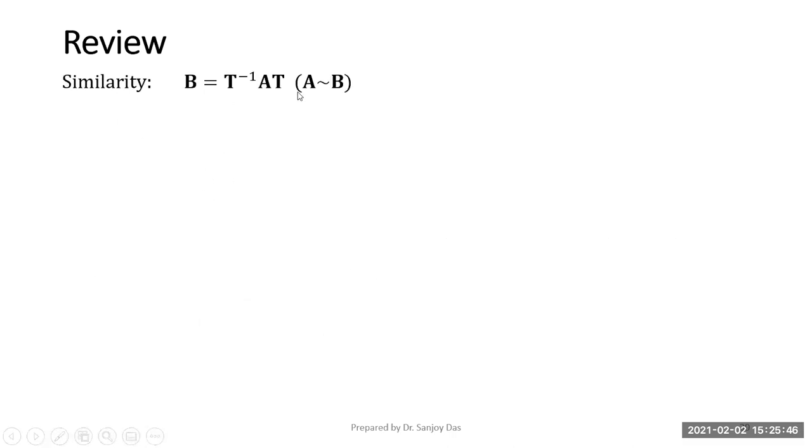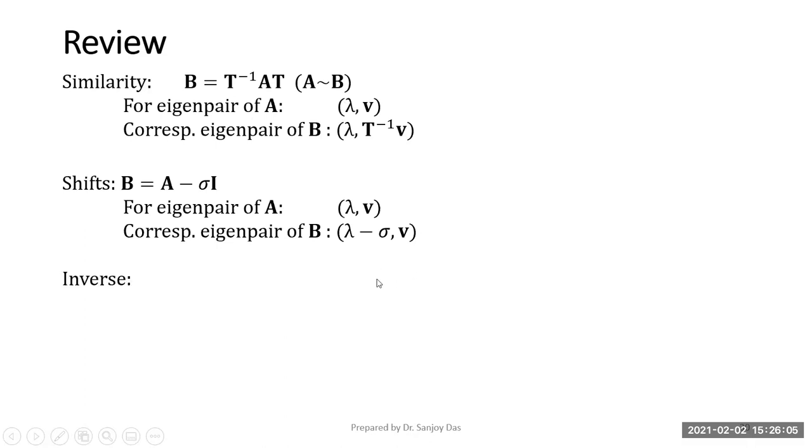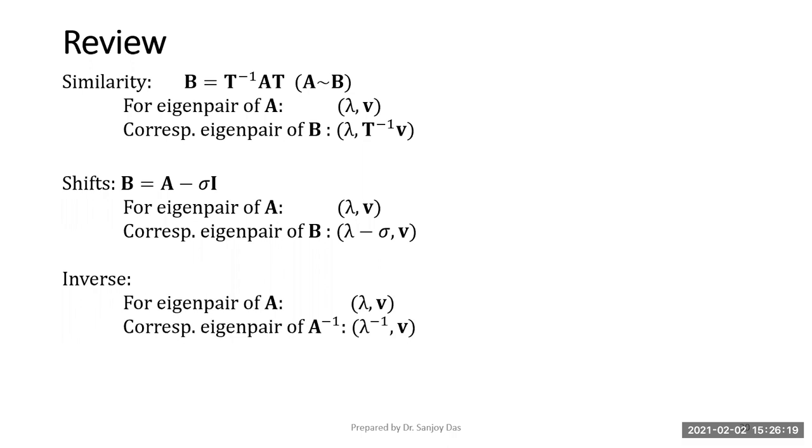And then under a similarity transformation, what happens? The eigenvectors change, but the eigenvalues remain the same. When we do shifts, the eigenvectors are the same, but the eigenvalues also shift by the same amount, sigma. And what happens for inverses? The eigenvalues will be inverted. The eigenvectors of the inverse of a matrix will remain the same.